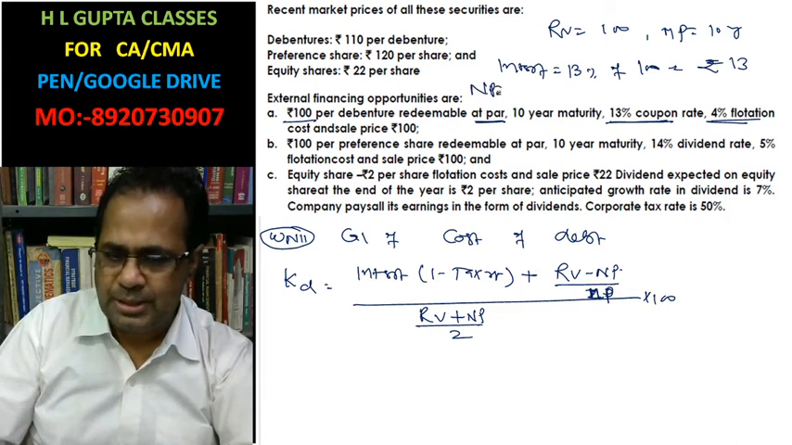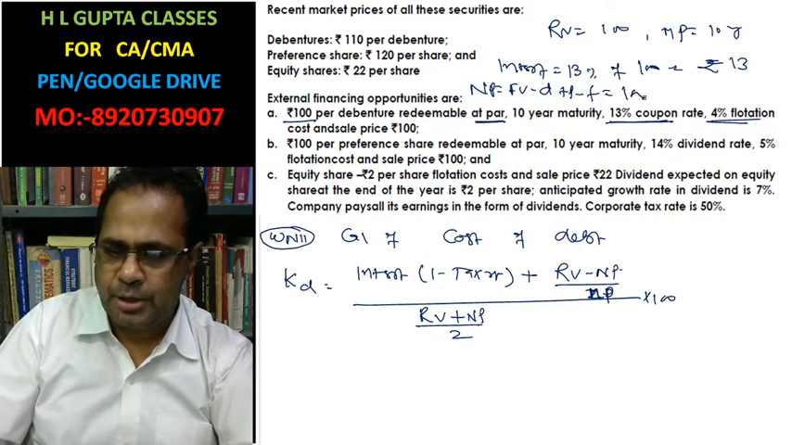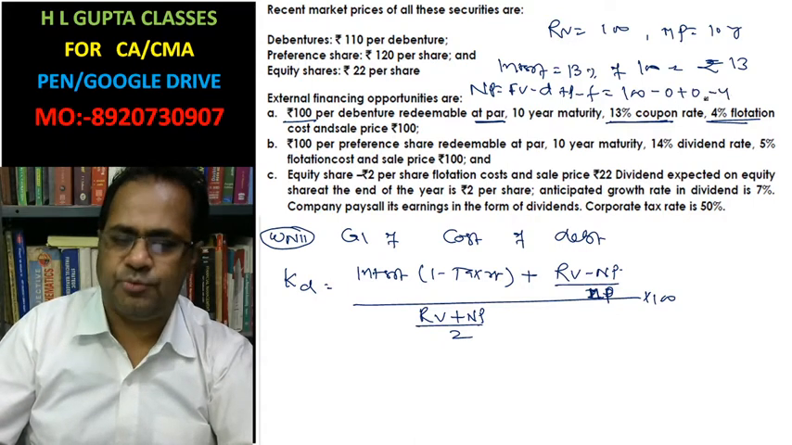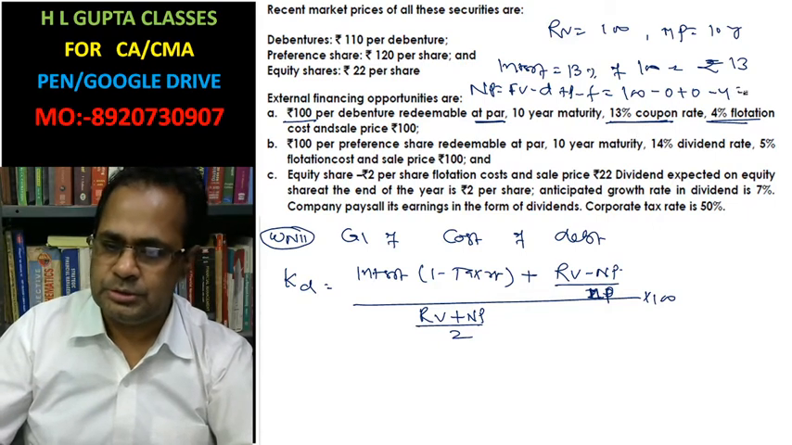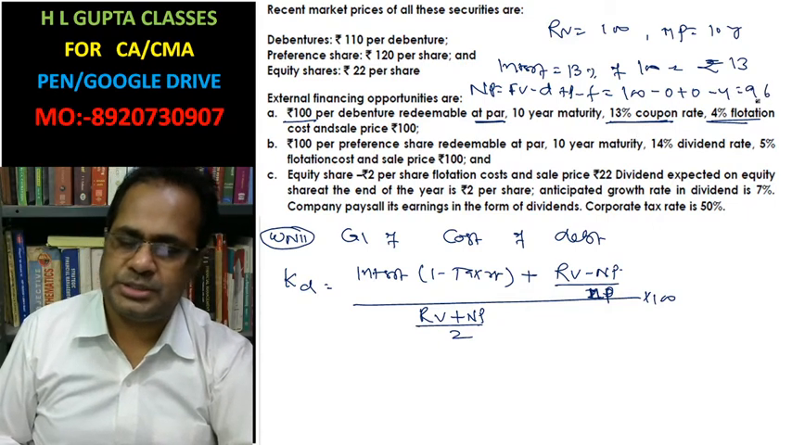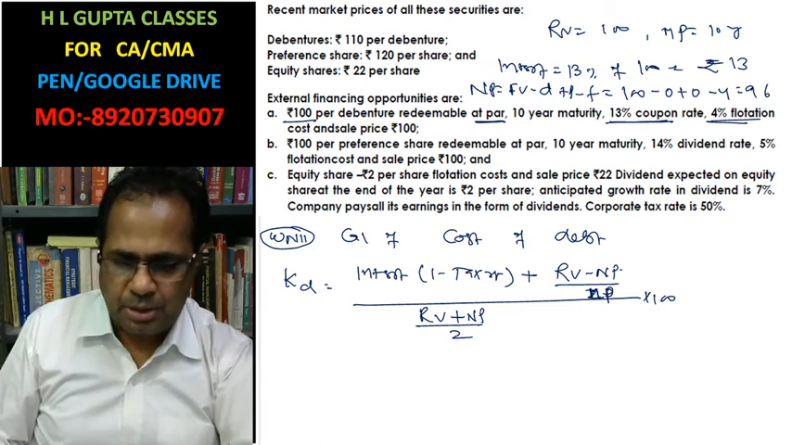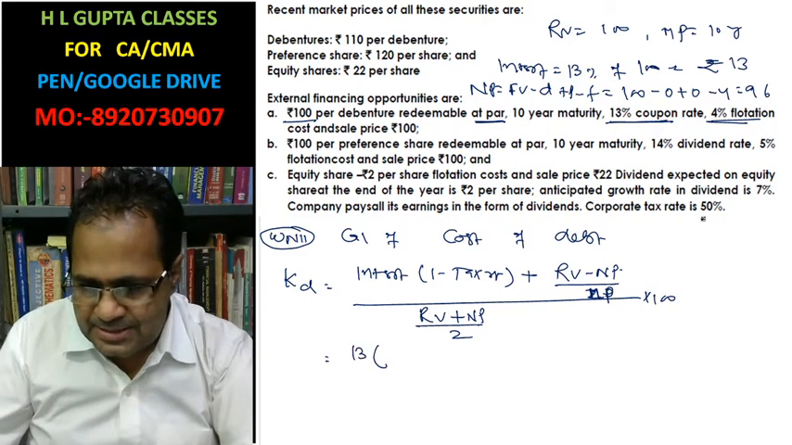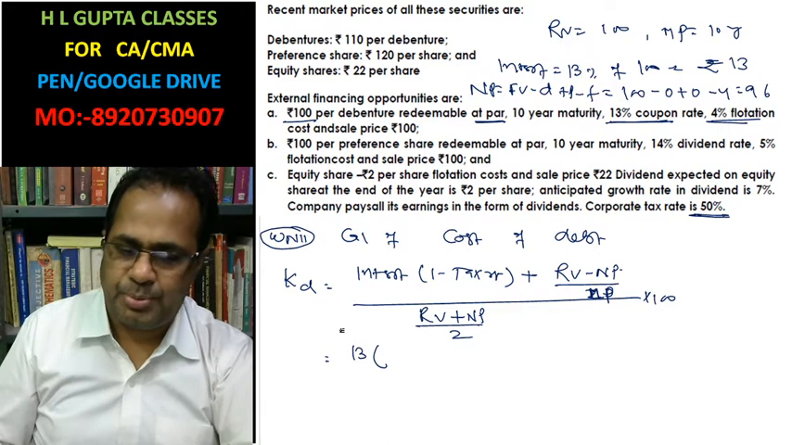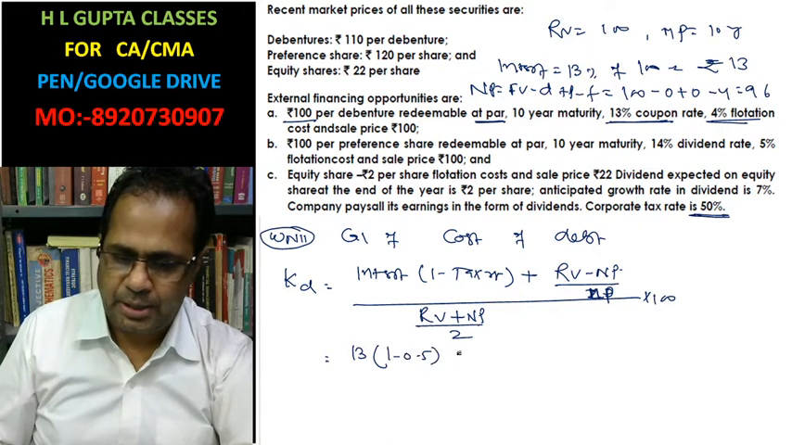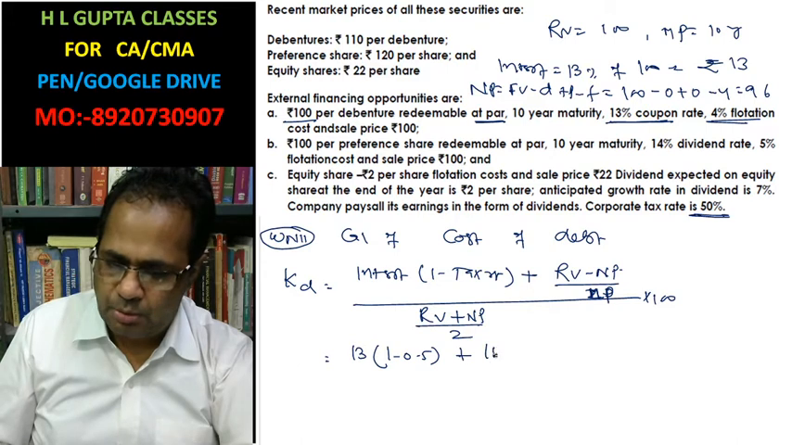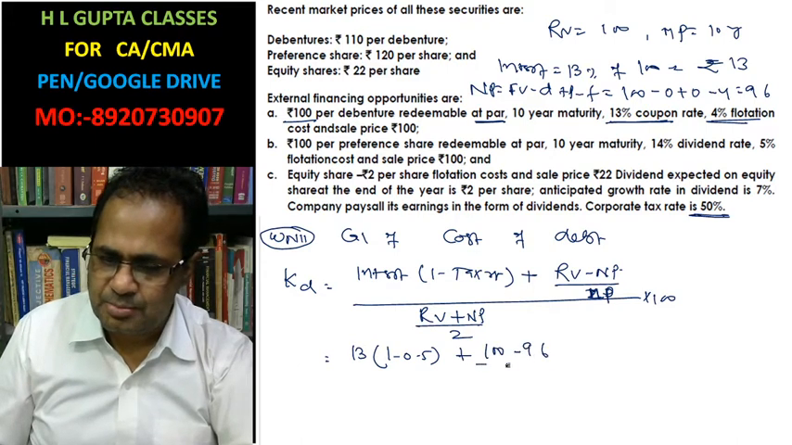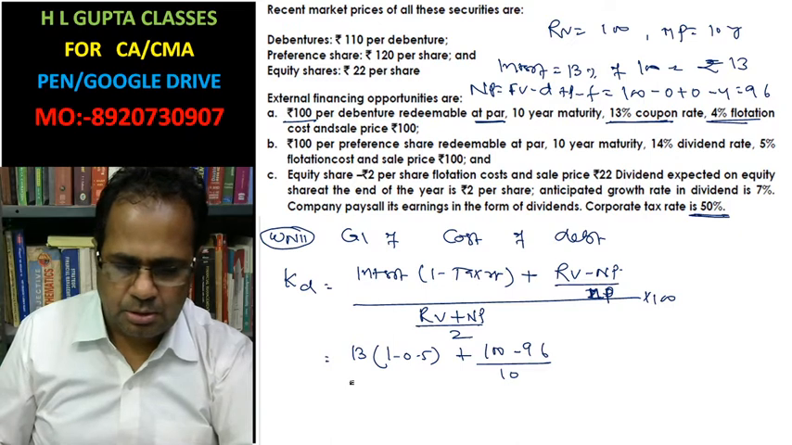Net proceed formula is face value minus discount plus premium minus flotation cost. 100, no discount, no premium, 4% flotation cost. 4% of 100 is rupees 4. This is 96. You can apply the formula and put that interest is 13. Tax rate is given here as 50%, so 1 minus 0.5. Redeemable value is the face value 100. Net proceed is 96. Maturity period is 10 years.